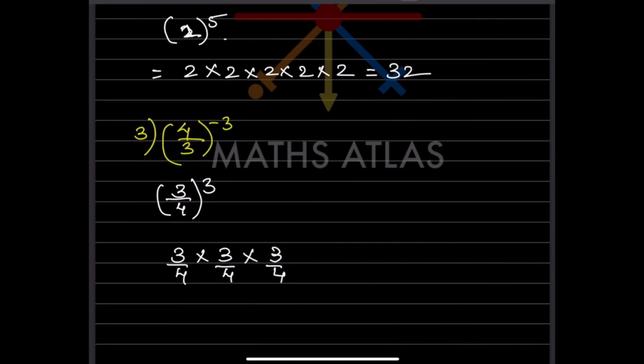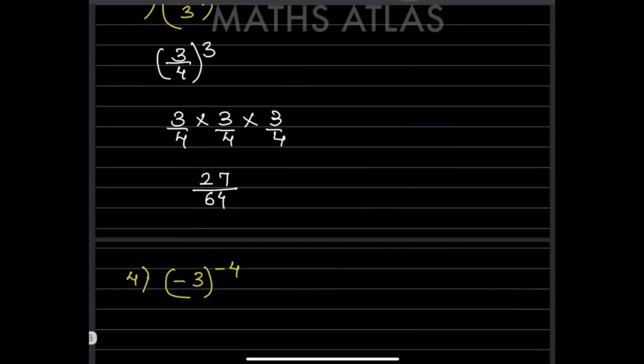So that is going to be 3 3s are 9, 9 3s are 27, divided by 4 for the 16 and 16 for the 64. So this is the answer.